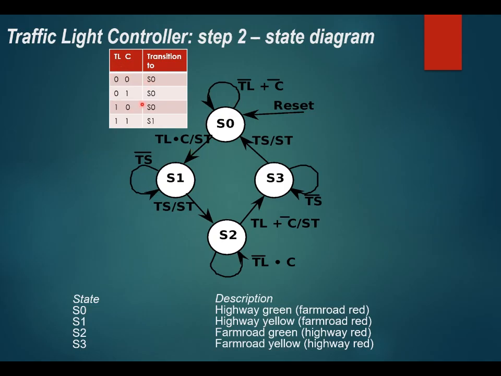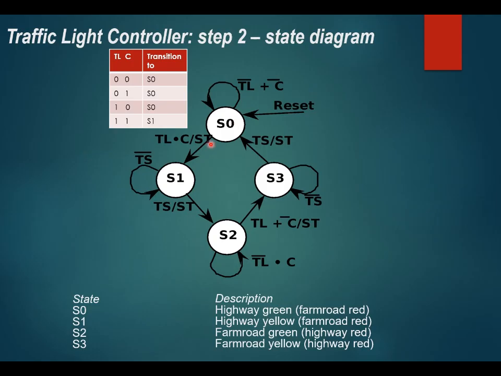Okay, so the remaining condition can be represented by TL bar or C bar, which actually refers to the three situations here: either TL is 0 or C is 0. If one of these is 0, then the next state should stay at S0. For the output, as you learned earlier, it is the ST signal that tells the timer to start counting the interval. So when S0 stays as S0, ST is not labeled after the slash, which means ST equals 0, meaning the timer does not need to be restarted.